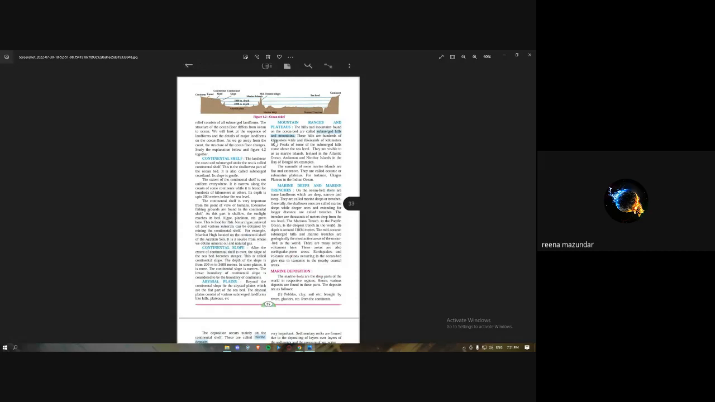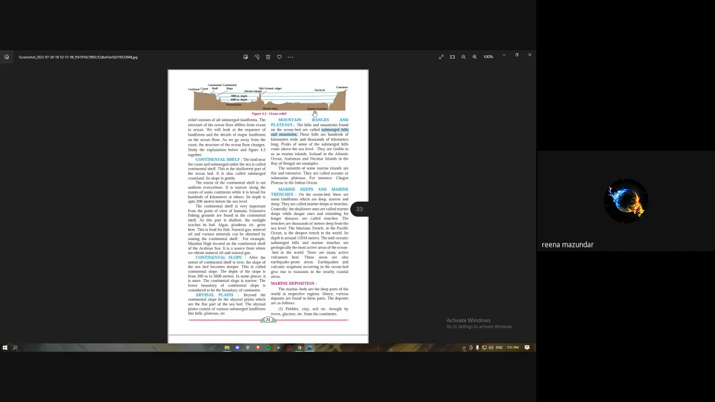The hills and mountains found on this ocean bed are called submerged hills and mountains. You can see so many mountains are there. They all are submerged in this water. Submerged means that they are in the water. Understood? These hills are hundreds of kilometers wide and thousands of kilometers long. Peaks of some of the submerged hills come above the sea.